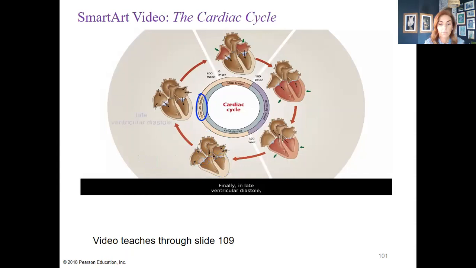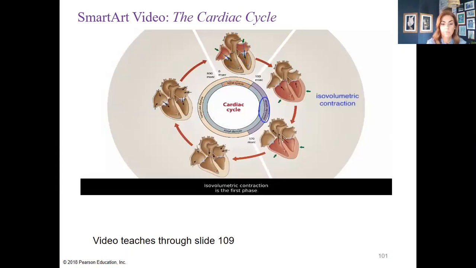Finally, in late ventricular diastole, all chambers are relaxed and filling passively to about 70% of their capacity. To summarize, a single cardiac cycle includes atrial systole, when both atria contract at the same time to complete ventricular filling, followed by ventricular systole.